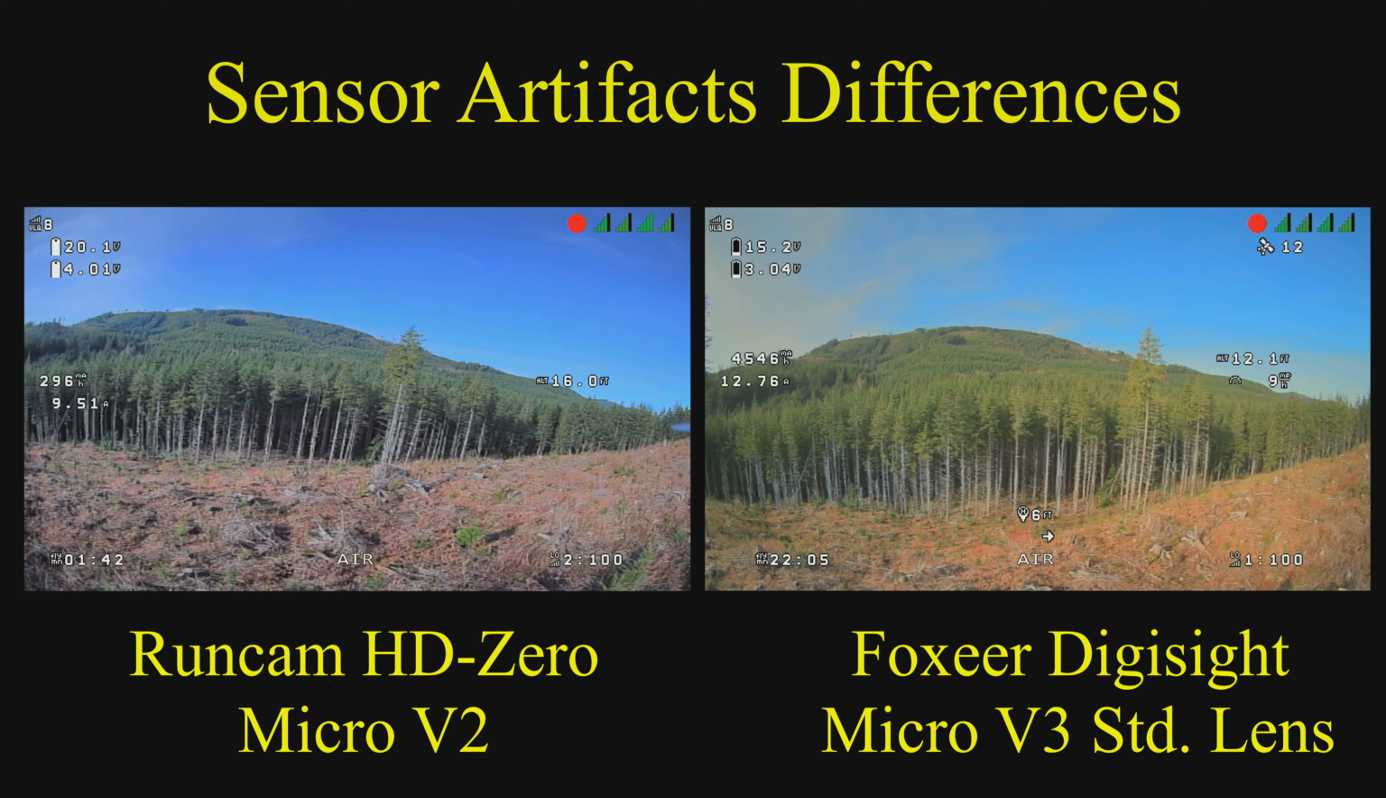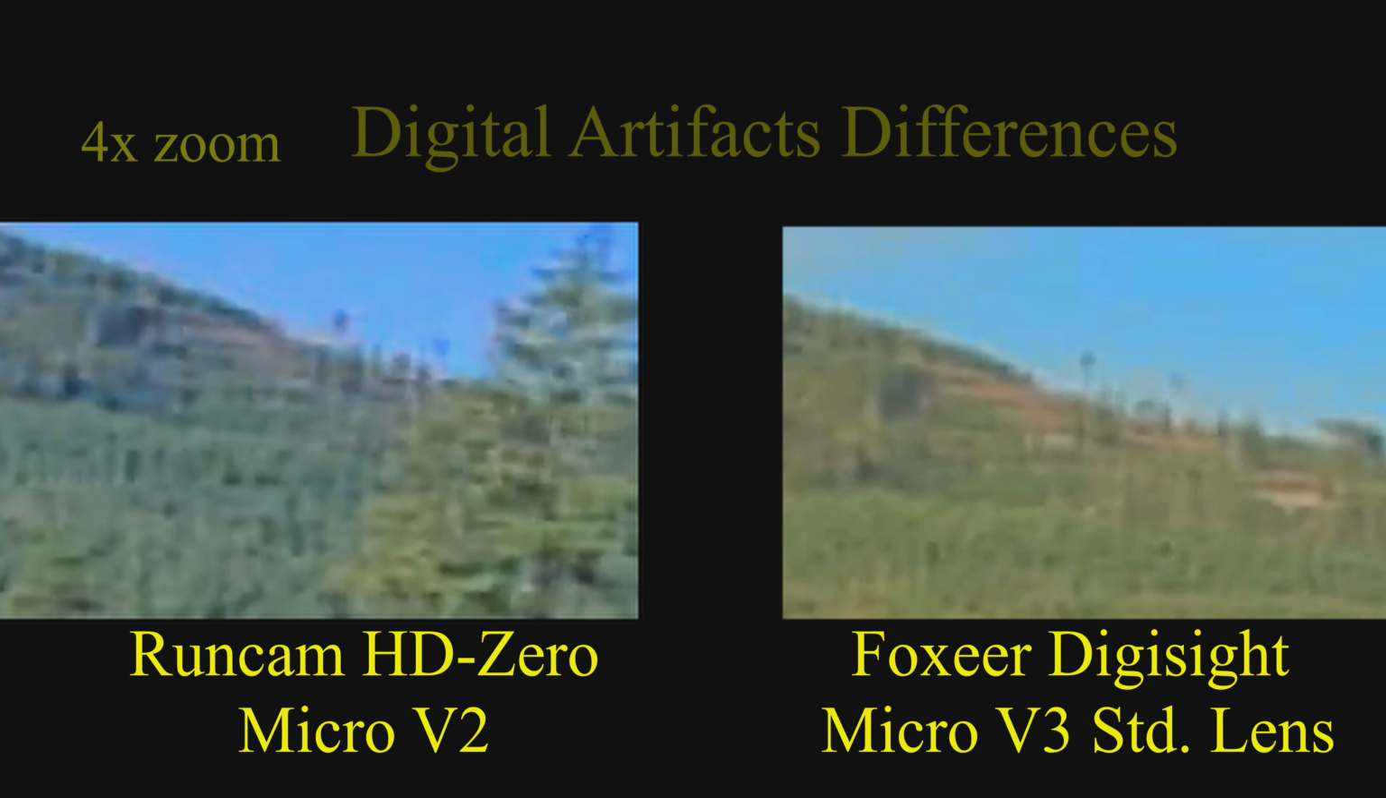When viewing the images from these cameras in the goggles, you may not see any difference, but if you look at the video in post-production and enlarge it on the screen, there are some slight differences in the digital artifacts created by both cameras. These screen captures have been blown up 4 times. The HDZero camera has just a little bit more digital artifacts and banding than the Digisight camera has. If you look at the Digisight camera up at the sky, there's a smoother transition between the sky and the trees on the top of the hill than there is in the HDZero.